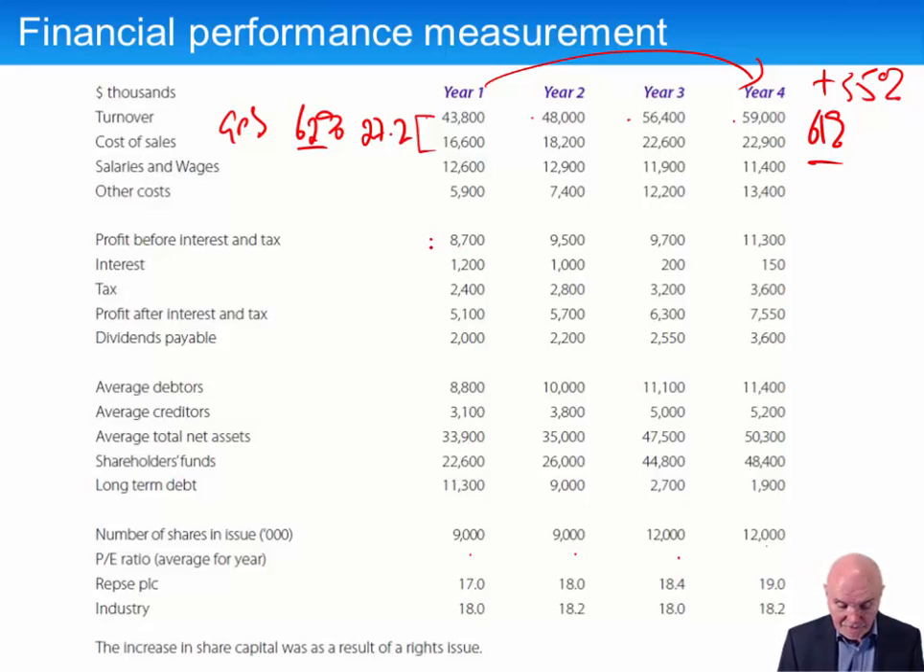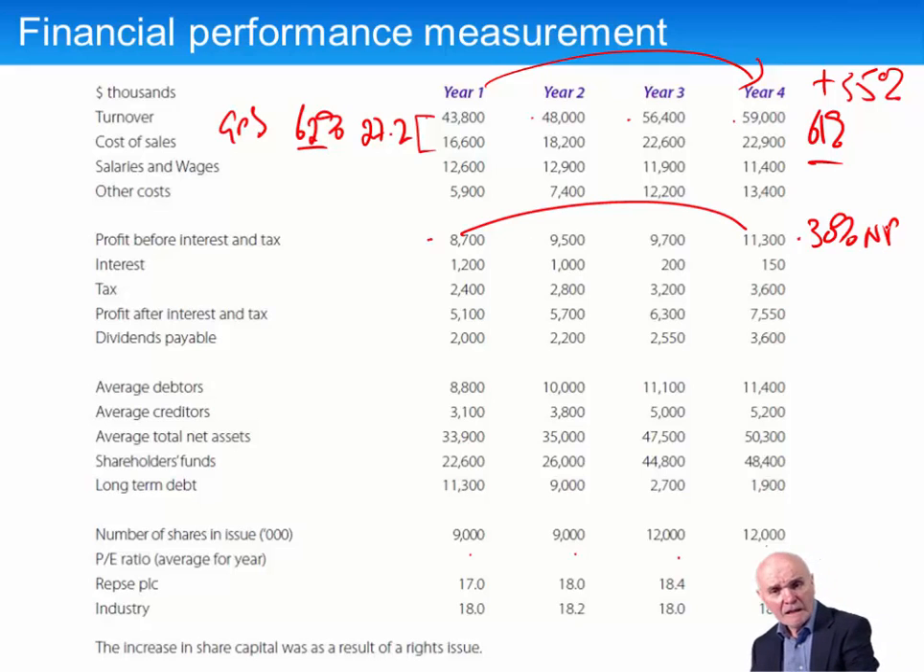How have they increased? Here we have 8.7. Here we have 11.3. So 11.3 minus 8.7 divided by 8.7 shows we have about a 30% increase in net profit. A little bit disappointing. Our sales have increased 35%, but our net profits have only gone up 30%. It implies we're maybe losing ground a little bit in terms of control of expenses.